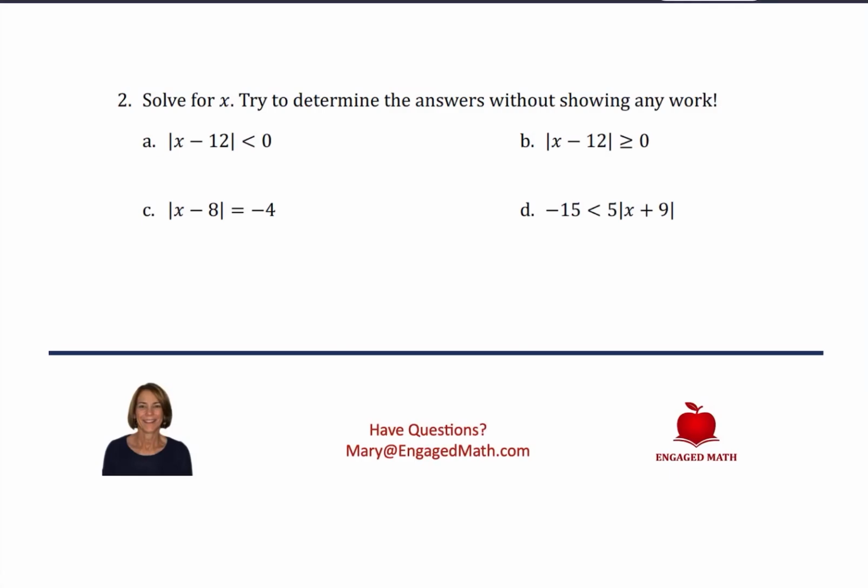Welcome to Engage Math, Lesson 4, Problem 2. And we are looking at some absolute value concepts here, either with equations or inequalities.